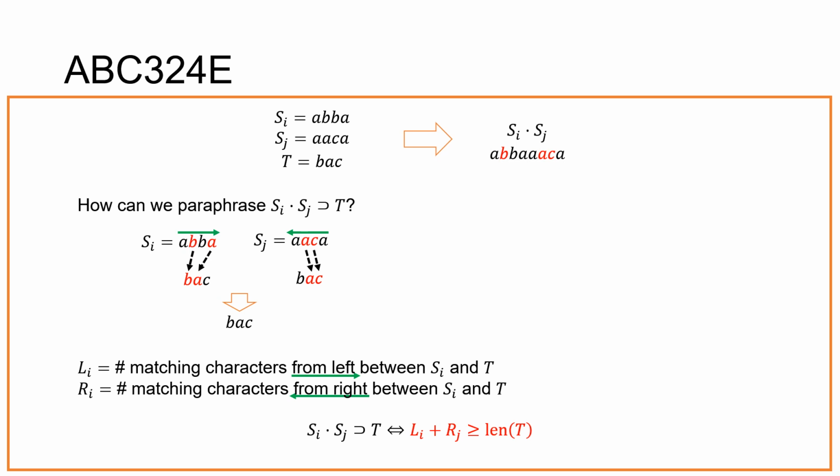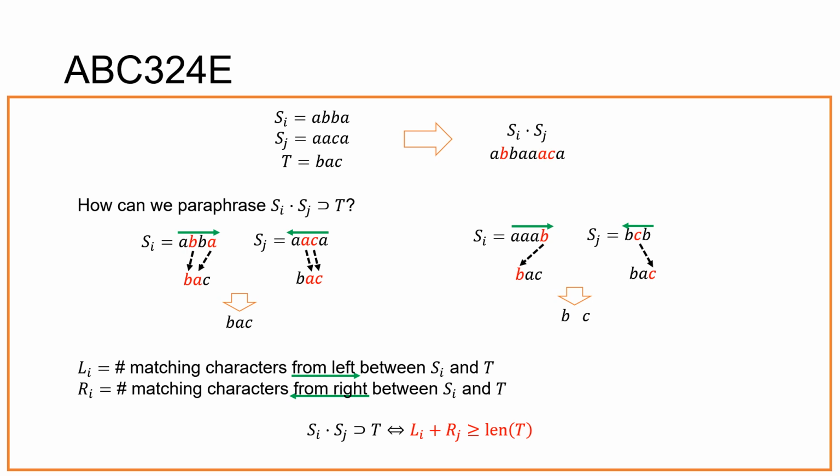On the other hand, Sj constructs the last part of T, so starting with the last character of Sj, we check how many characters match between Sj and T. Then we'll find the last two characters of T can be constructed from Sj. Hence, T is completely contained in Si, Sj. But how about this example? In this example, we only get the first character of T from Si and the last character from Sj. So we can't construct the whole of T.